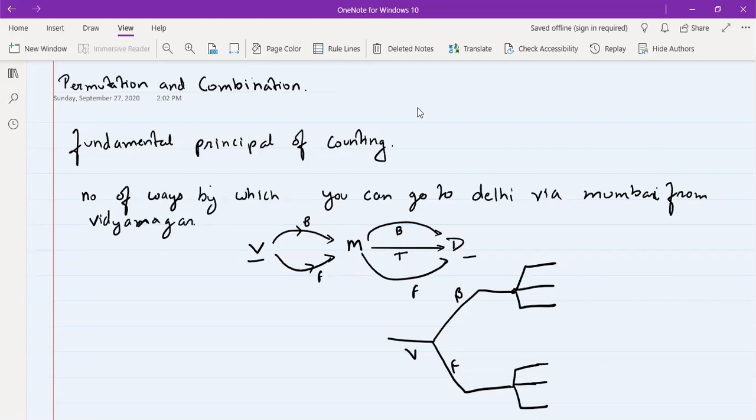So if you see this, bus and then bus, bus and train, bus and flight. These are three options. Then with flight, we have flight and bus, flight and train, and flight and flight. Now tell me, how many ways do you think? Just think about it. Six. Did all of you get the concept? So obviously it is six ways.